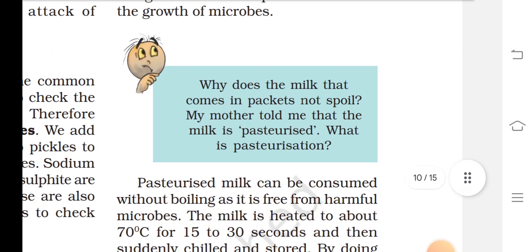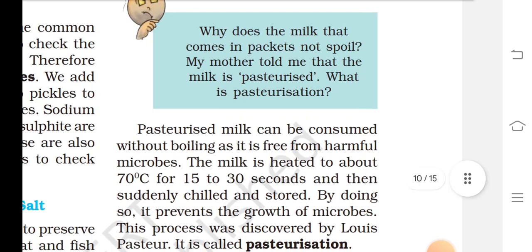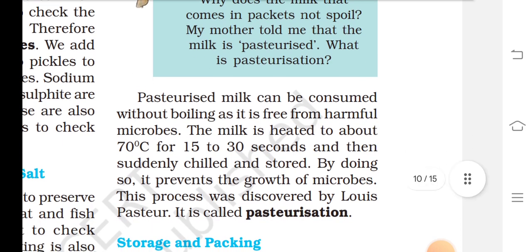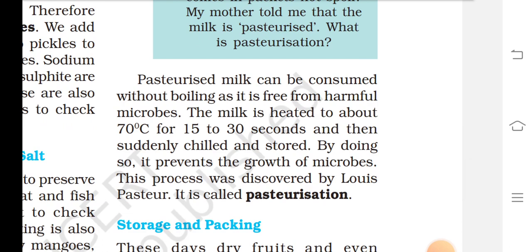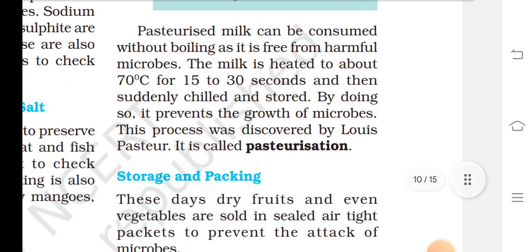Why does the milk that comes in packets not spoil? My mother told me that milk is best suited for pasteurization. Pasteurized milk can be consumed without boiling as it is free from harmful microbes.